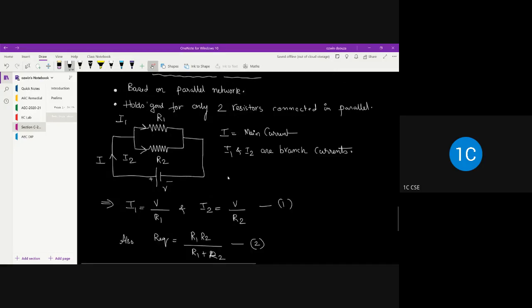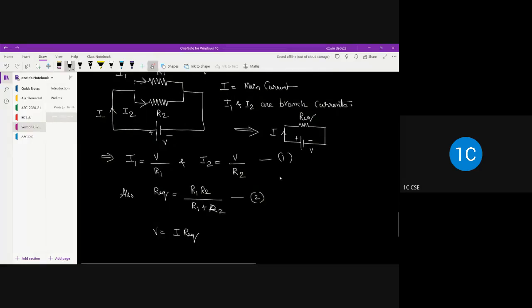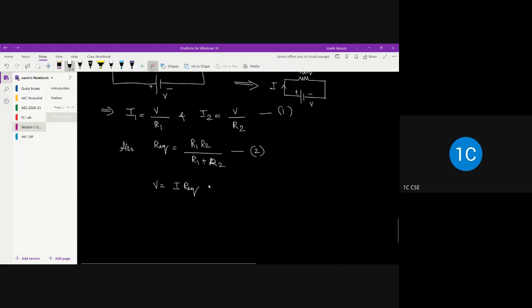In the sense, I can reduce this circuit into a simple circuit having a single resistance value R equivalent, which is basically representing the two resistors connected in parallel. The battery having volts V and the main current circulating through the resistance are equivalent. So by looking at this equivalent circuit, you can say that the terminal voltage V is I into R equivalent. Let's say this is equation 3.